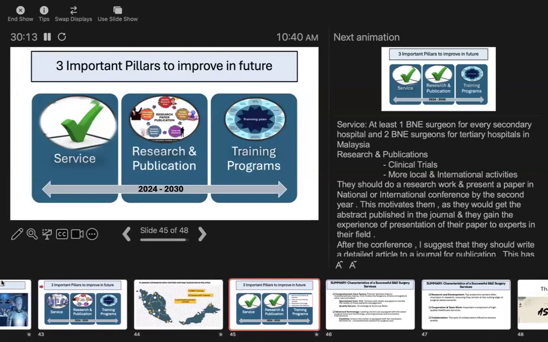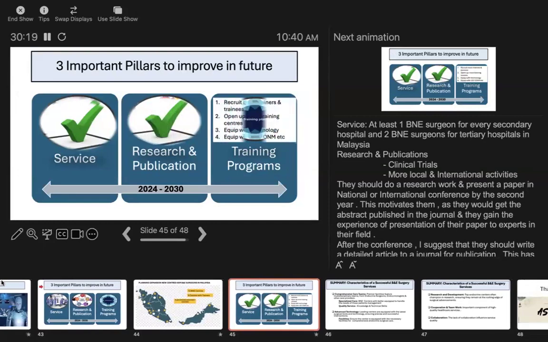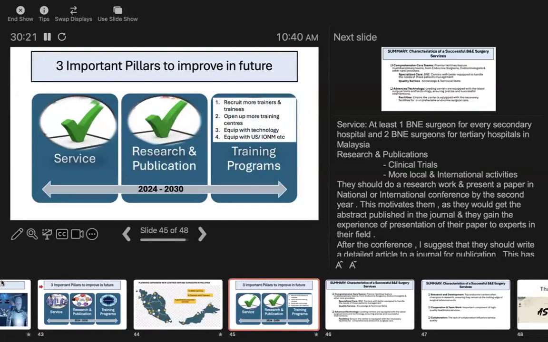And research and publication, as I mentioned and as in the previous talk by Prof. Shahrun, is very important. And training: we are going to recruit more trainers as well as trainees, and open up more training centers. We try as much as possible to equip each center with technology, including our own ultrasound machine.